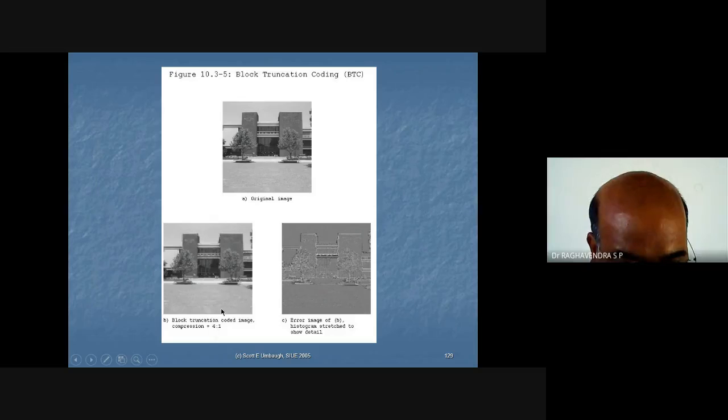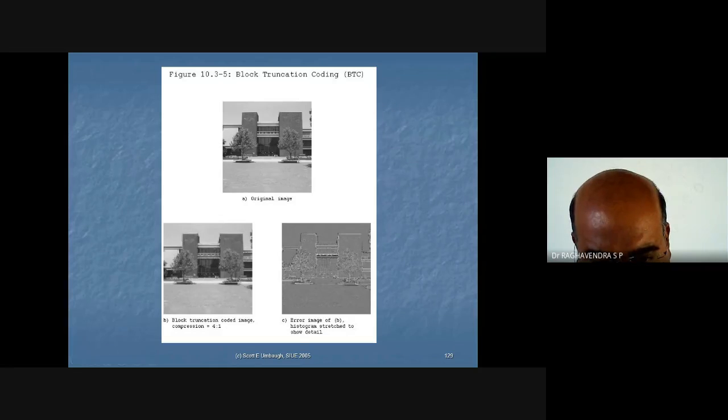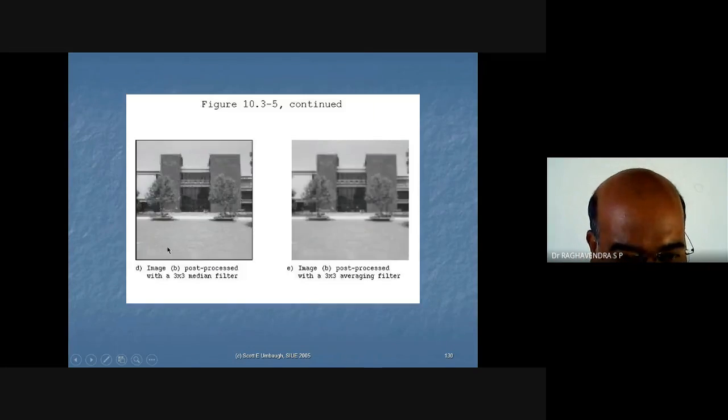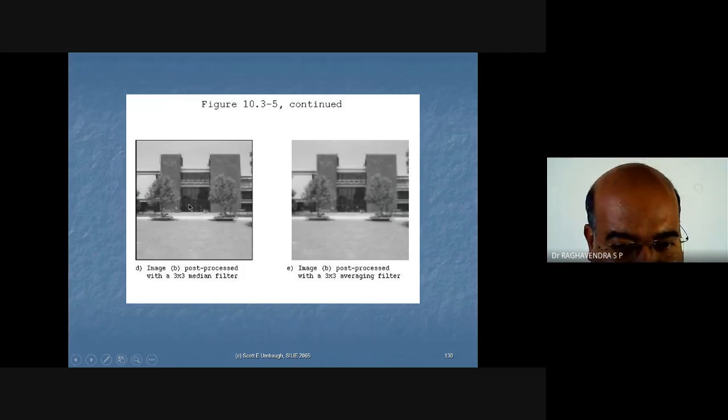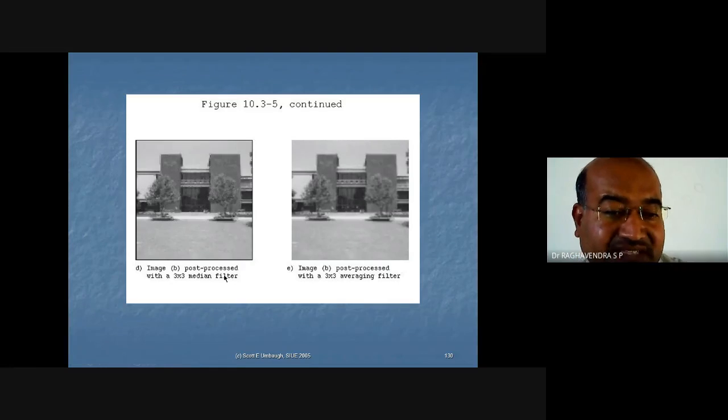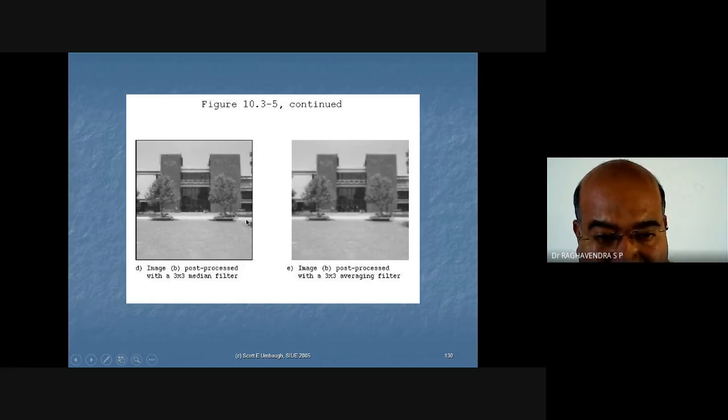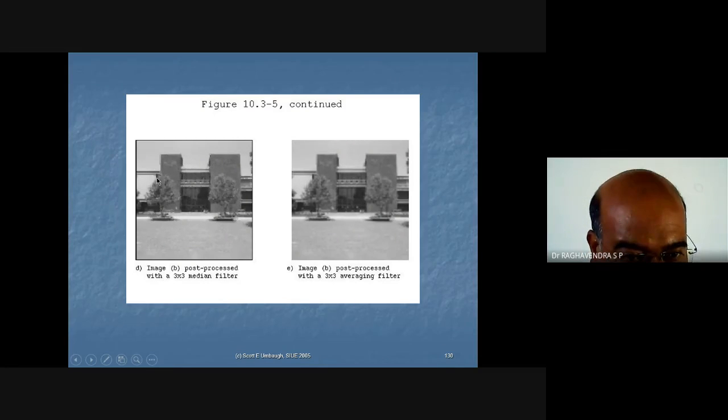For example, this is the original image. Here block truncation coding has been done with compression 4:1. This is the encoded image, the histogram stretched image. Similarly, post processing has been done. Low level average filters were applied to improve the clarity. That is post processing: after the image has been produced, the next process is called a post processing enhancement technique. This is also post processing with a 3x3 average filter. This is the median filter, which gives more clarity. In the average filter, everything looks blurred, including this building.